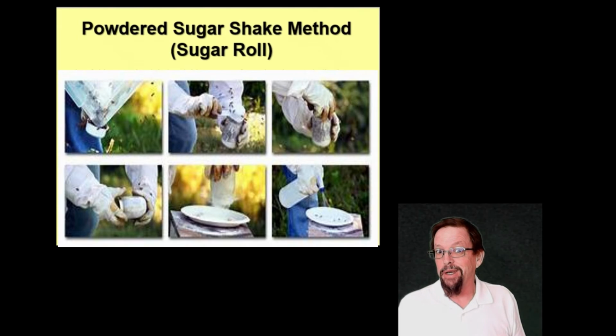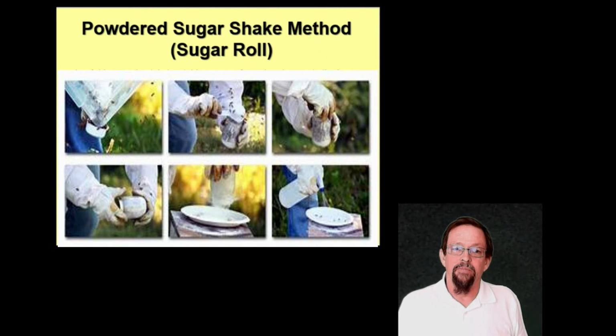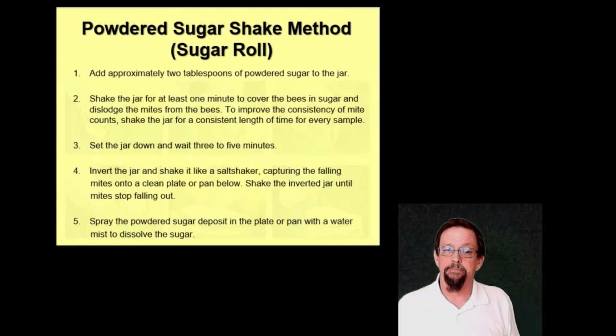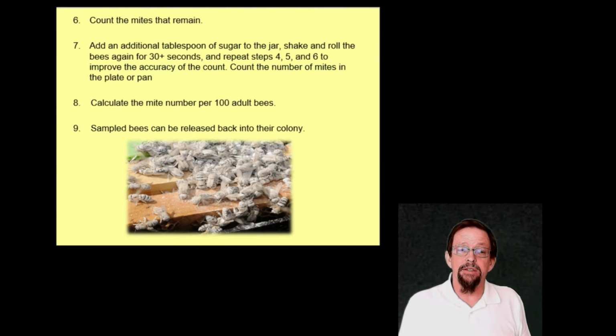I actually stole my daughter's Frisbee for this one. You're going to shake the jar until the mites stop falling out. Then you're going to take a spray bottle, and you're going to spray the powdered sugar on the plate with the water until the sugar dissolves, and then you'll be able to see the mites. Then you're going to count the mites that remain.